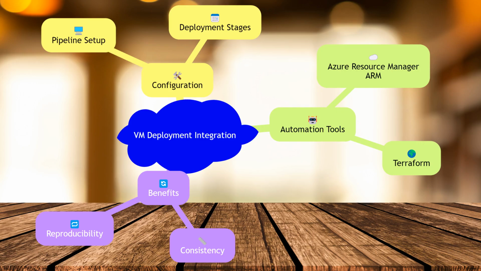Once you have created a VM template, the next step is to integrate it into your pipeline. This involves configuring your pipeline to deploy new VMs from the template at the appropriate stages. We'll explore how to automate this process using infrastructure as code tools like Azure Resource Manager (ARM) templates or Terraform. By automating VM deployments, you can ensure that your pipeline environments are consistent and reproducible.